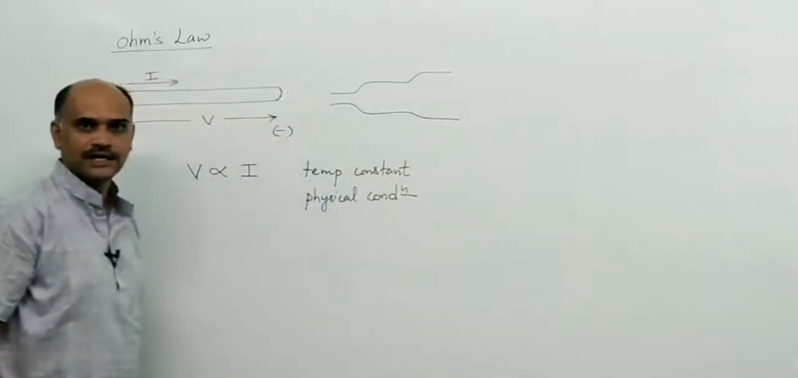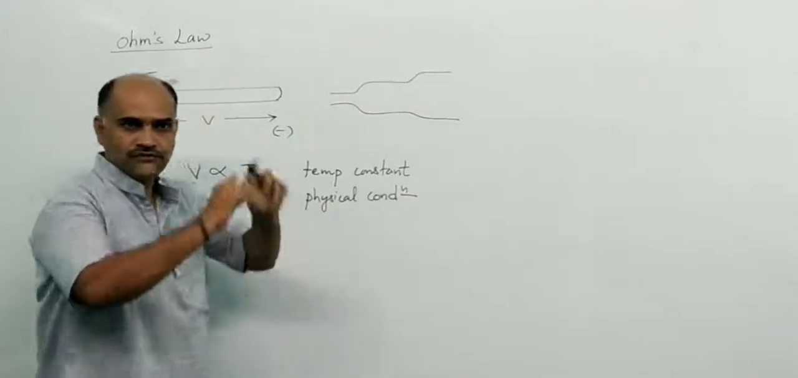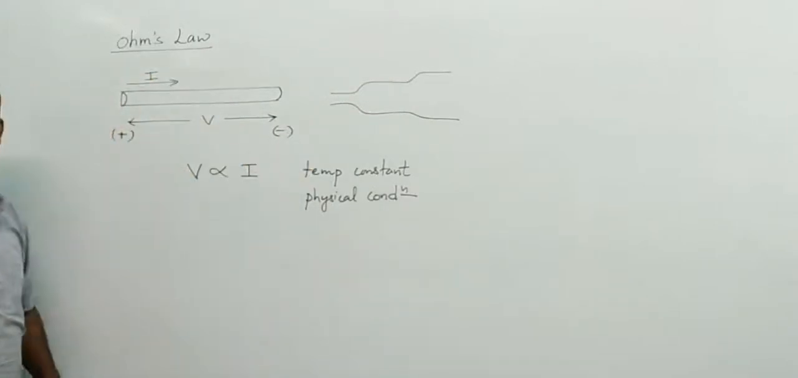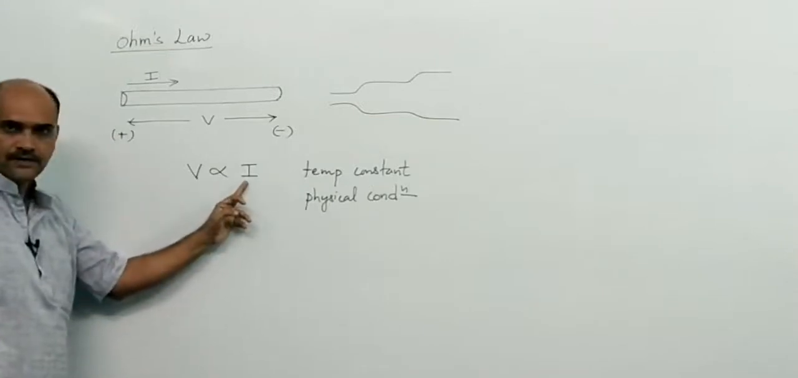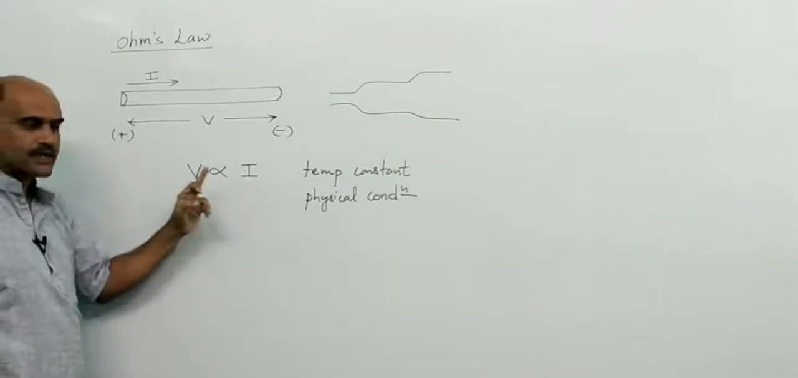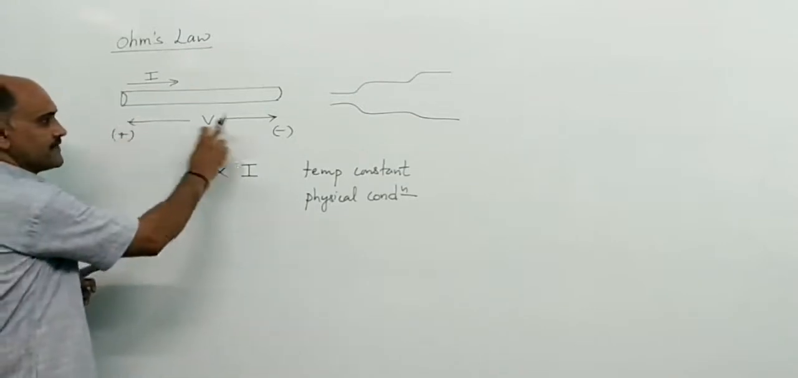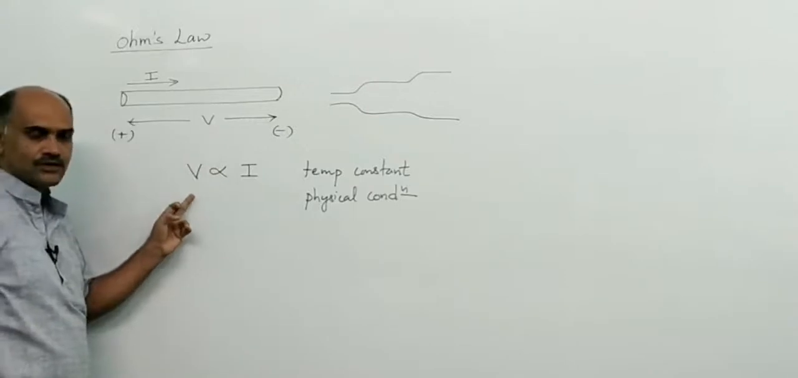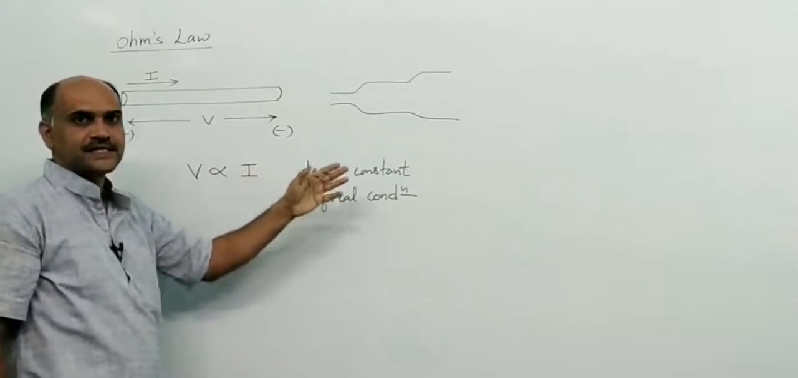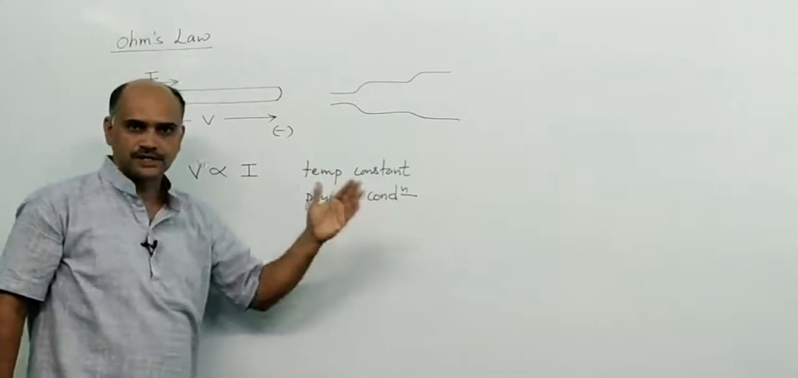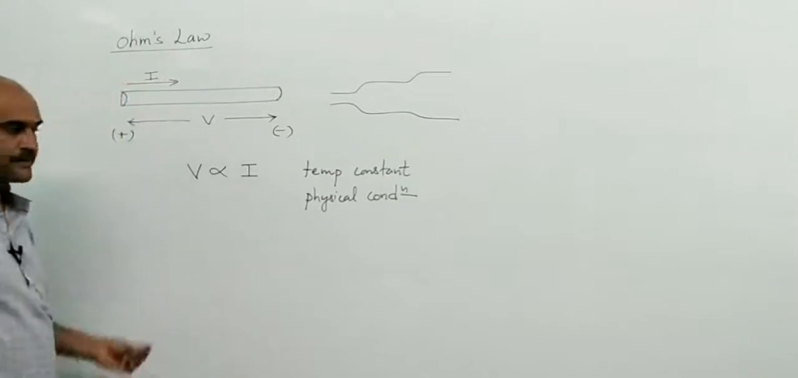In this form you can't have wire, so you cannot apply Ohm's law over here. So physical condition, its dimension has to remain same. So Ohm's law states that current flowing through a conductor is directly proportional to potential difference between its ends, provided temperature and physical conditions remain constant.